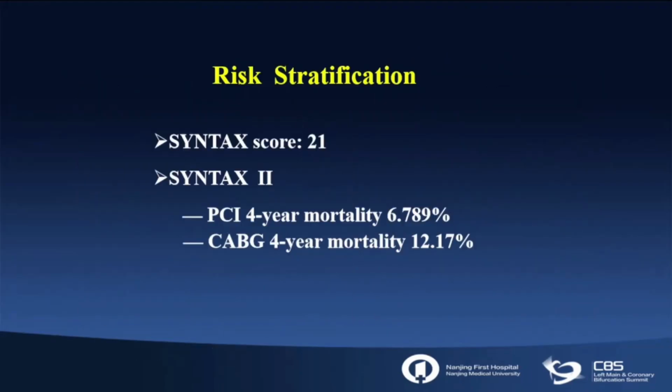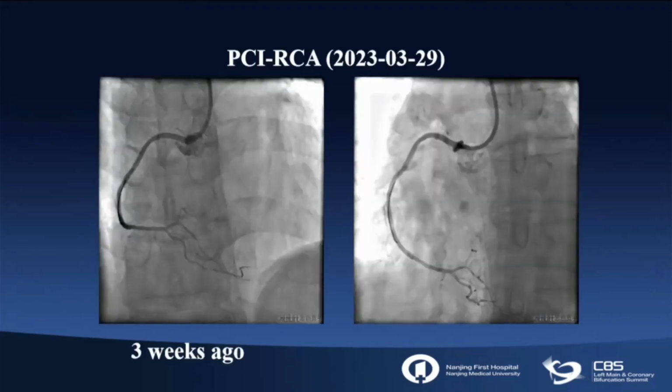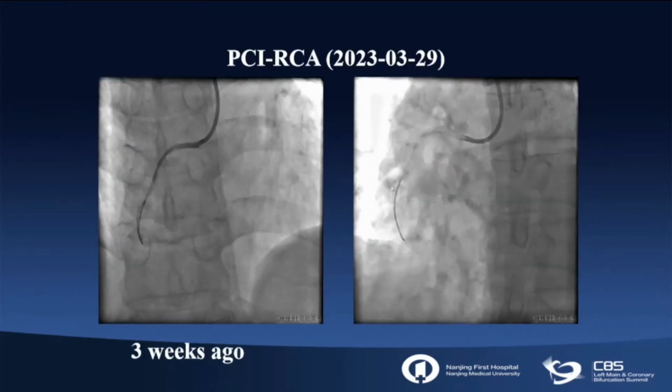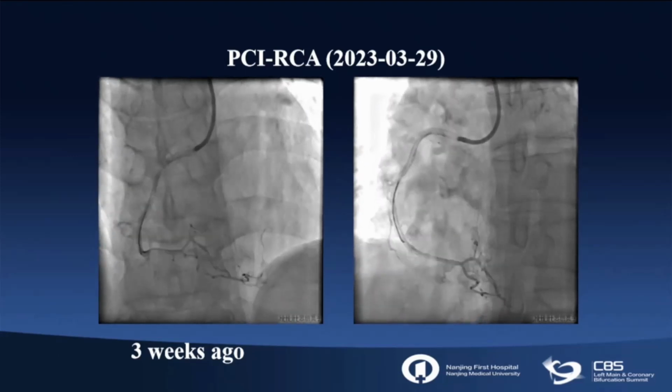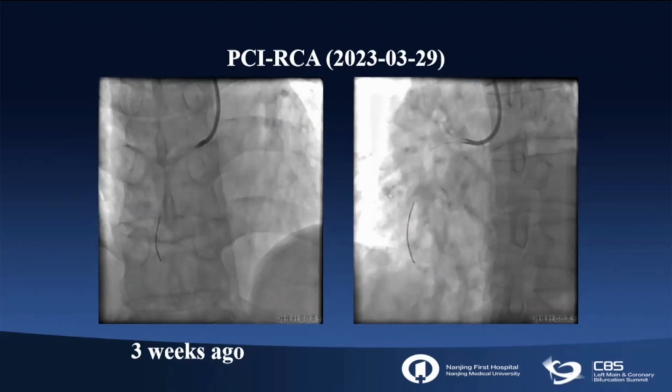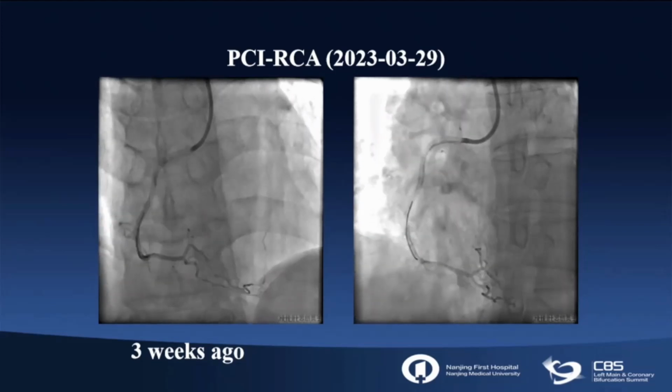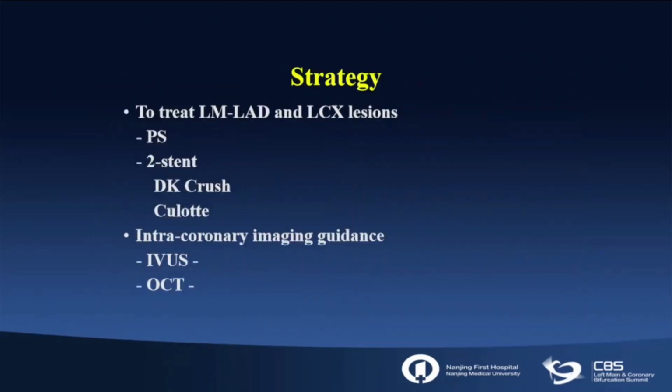Next. According to the SYNTAX score and the patient's willingness, we chose PCI. Last time, we succeeded in opening the RCA CTO lesion using a 3D stent. Next. This time, we will treat the left main lesion with one stent, with guidance by IVUS and OCT. That's all.